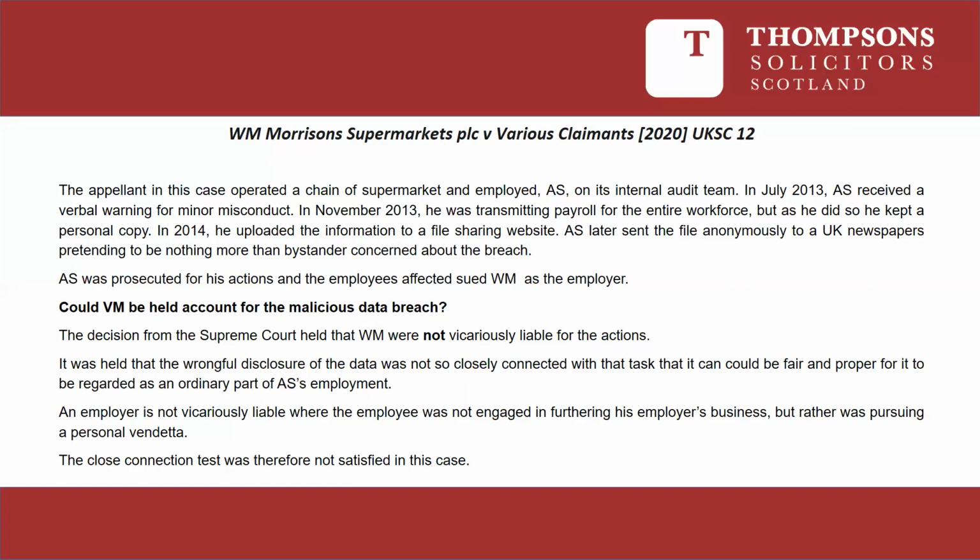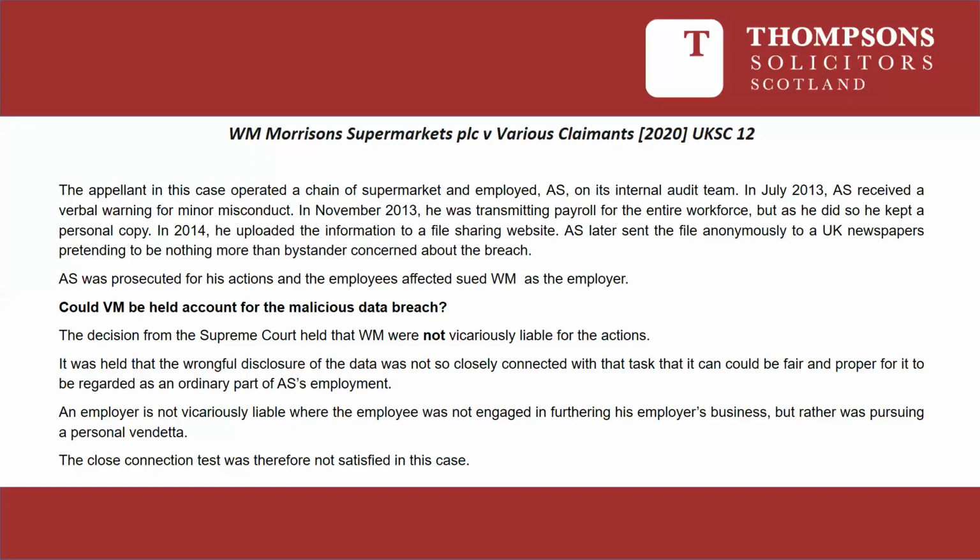As you can imagine, the newspapers did not publish this information. Instead, they alerted WM, which took immediate steps to remove the data from the internet and to protect its employees. This included alerting the police. AS was arrested and has since been prosecuted and imprisoned for these actions. The respondents, some of the affected employees, brought proceedings against the appellant personally on the basis that they were vicariously liable for AS's actions.